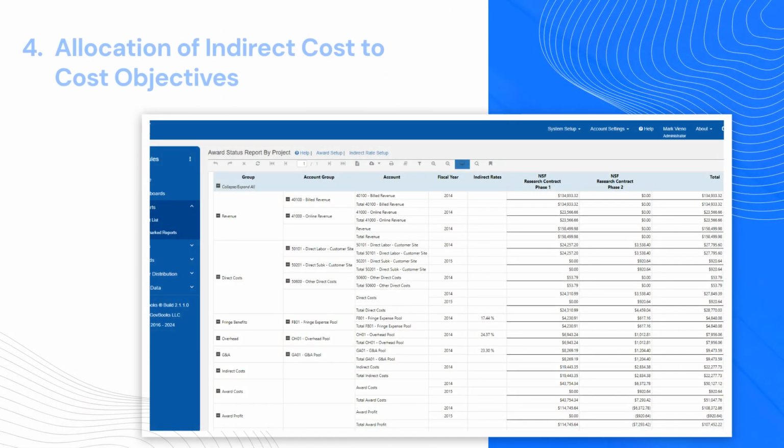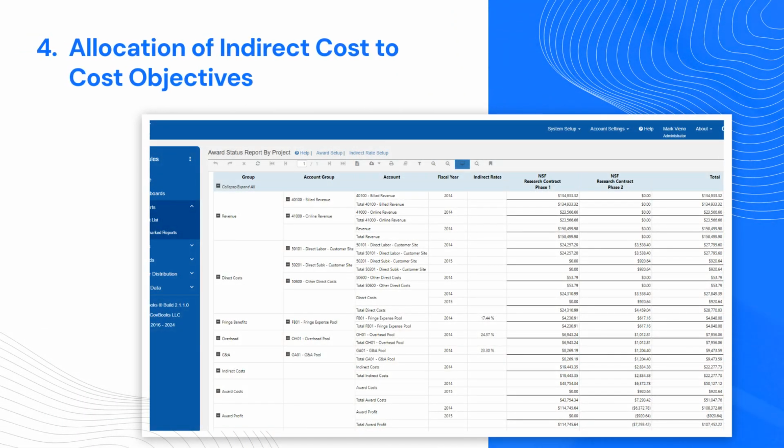The allocation of indirect costs to cost objectives is the fourth compliance requirement. After GovBooks computes indirect rates, it allocates indirect costs to projects based on the allocation method that is established in the GovBooks Pools module. Your compliance auditor will use the award status report to verify your cost plus invoices and whether you have overbilled or underbilled a cost plus contract.